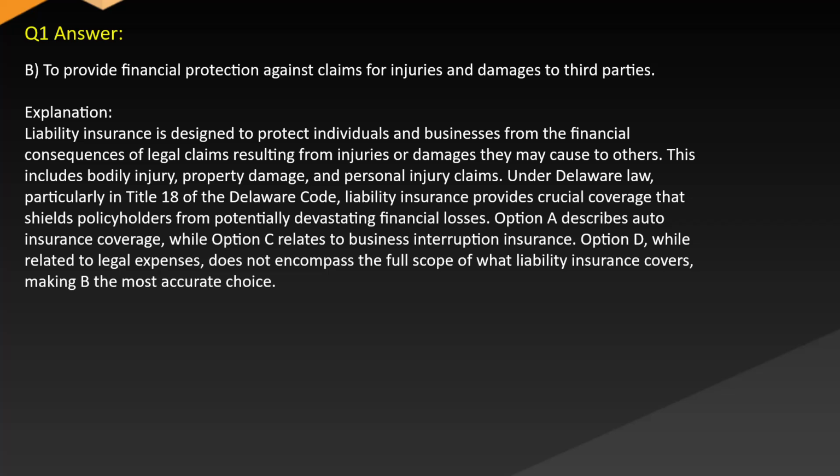potentially devastating financial losses. Option A describes auto insurance coverage, while Option C relates to business interruption insurance. Option D, while related to legal expenses, does not encompass the full scope of what liability insurance covers, making B the most accurate choice.